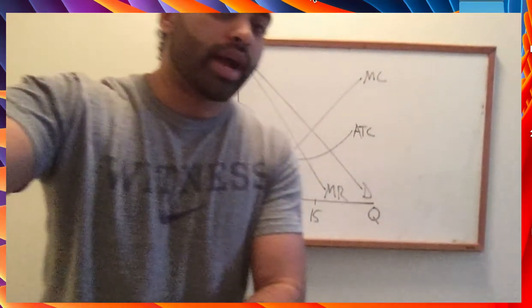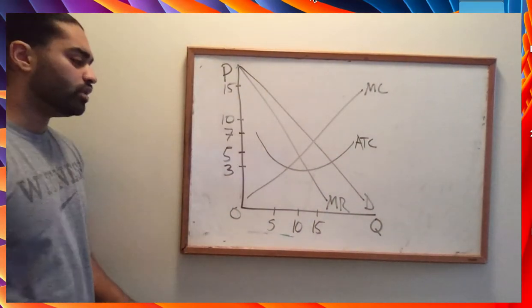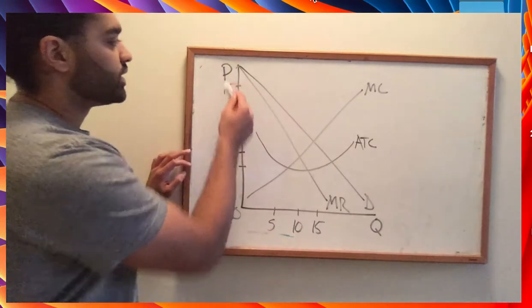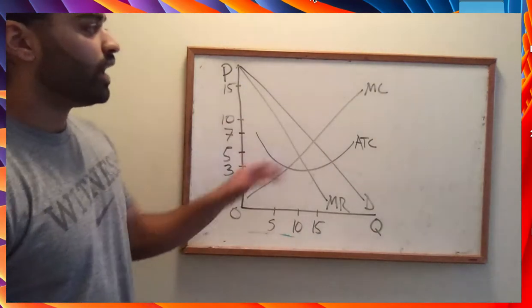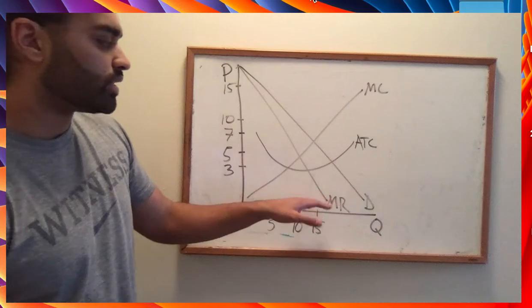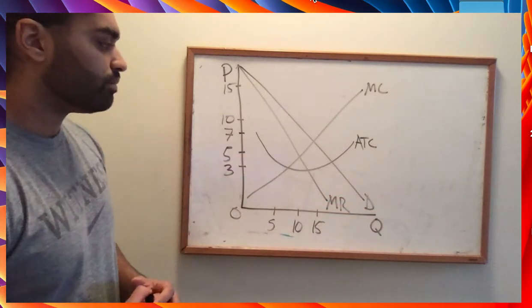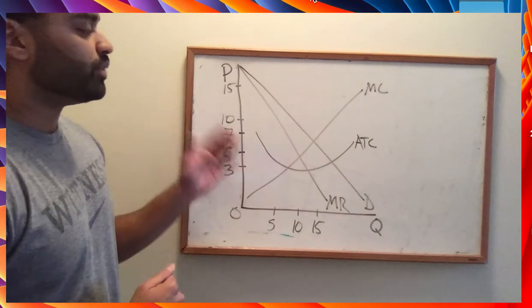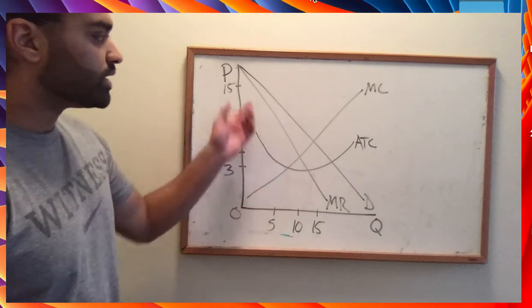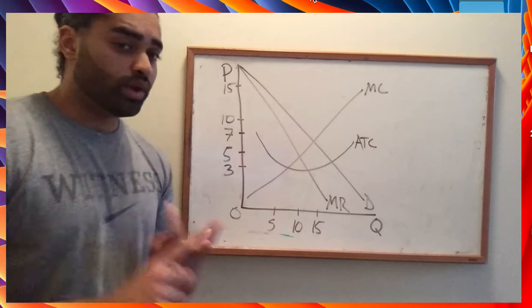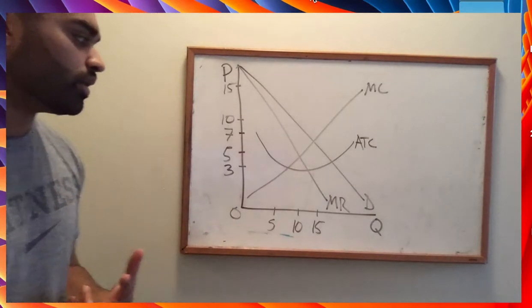So our first practice problem, I give you a graph. You have price on your Y, quantity on your X. I have your marginal cost, average total cost, marginal revenue, and your demand curve. The reason why this is looking at monopolies is because you have two downward sloping curves. You have demand, and then you also have your marginal revenue.